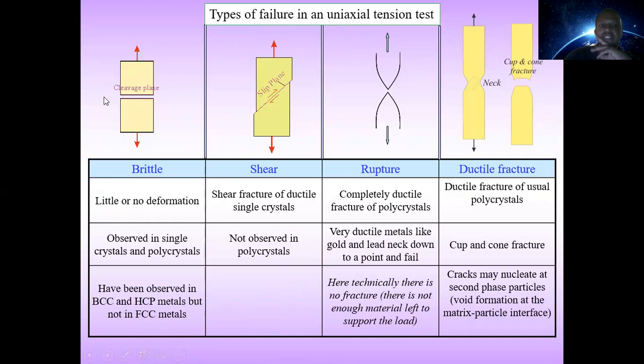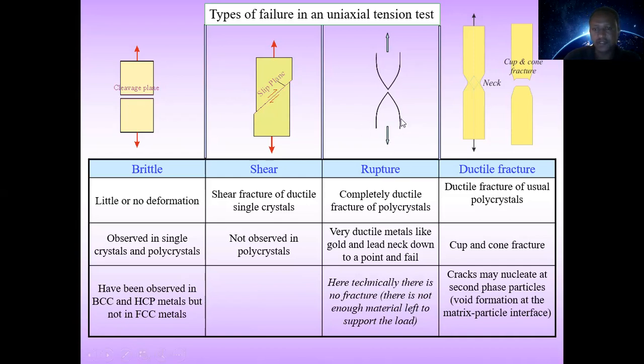One is the cleavage plane. So for the brittle fracture, little or no deformation is observed in single crystals and polycrystals, and has been observed in BCC and HCP metals, but not in FCC metals. Here we can see the slip plane, that is shear mode. Here the fracture is a shear type of fracture failure. So shear fracture of ductile single crystal, not observed in polycrystals.